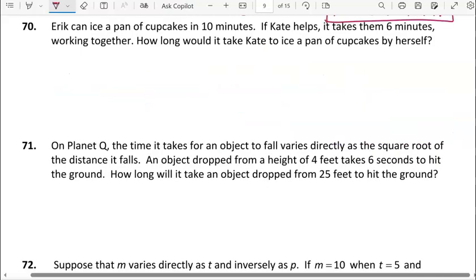Number 7 is similar to the previous problem. Eric can do this job, icing cupcakes, in 10 minutes, so 1/10, plus 1 over Kate's time. But here's the thing about this problem. We don't know Kate's time, so I'm going to leave that one as 1/t, and that's equal to 1 over their time together, which is 6 minutes, because it says if Kate helps, then it takes them together 6 minutes.